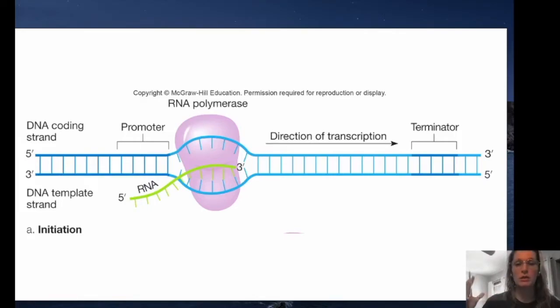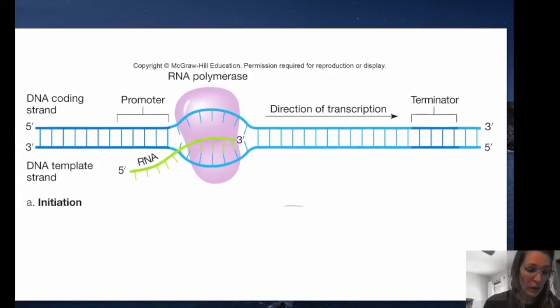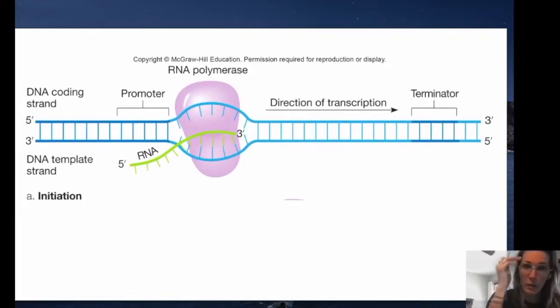we are thinking about DNA, which is double-stranded, and then RNA, which is single-stranded. We're thinking about 3' to 5' and 5' to 3'. So let's take a moment to make sure that we're really grounded and understand these concepts and the directionality. When we talk about the direction of transcription, which you can see right here, is this arrow.